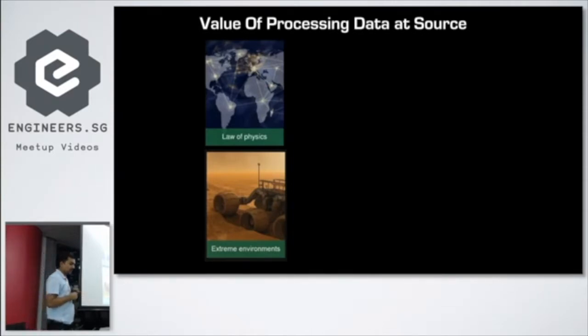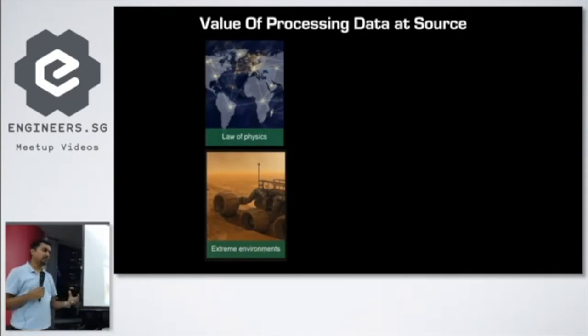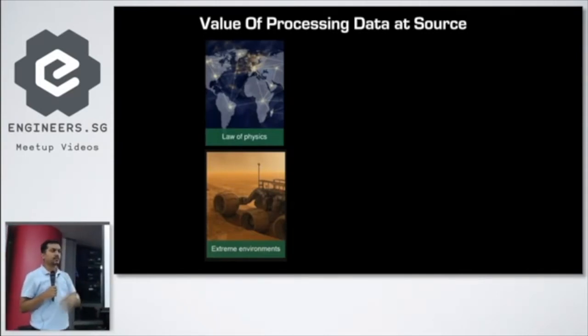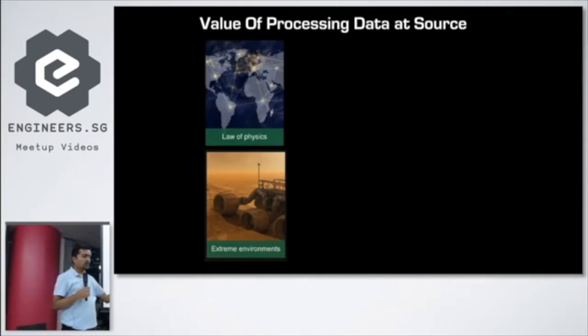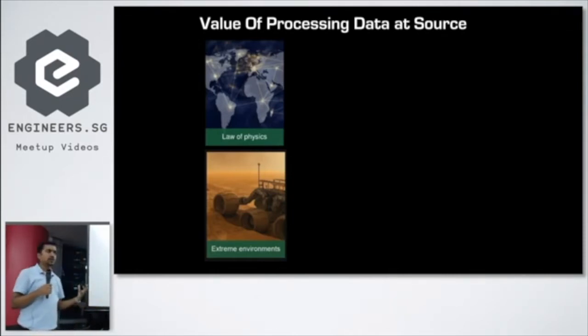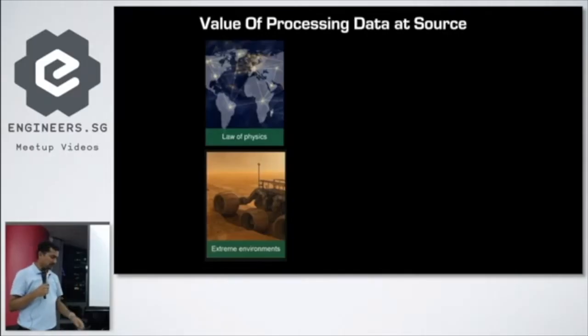So what is the value of processing the data at the source? Laws of physics. The laws of physics say that anything that has to travel takes some time. So to reduce the latency of sending the data from the source to the cloud, you need to use something that can process the data right at the source. That is the laws of physics. Because of them, we need to ensure that you process the data as soon as possible.